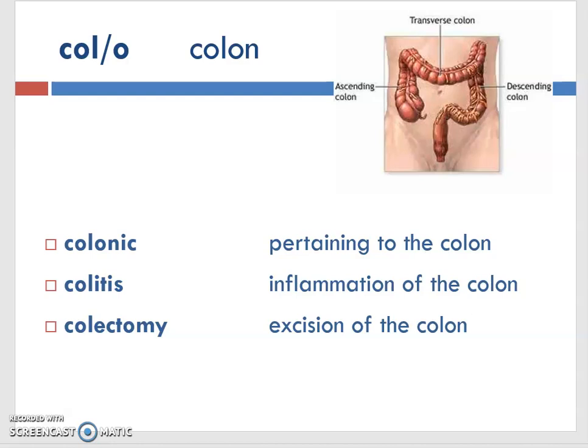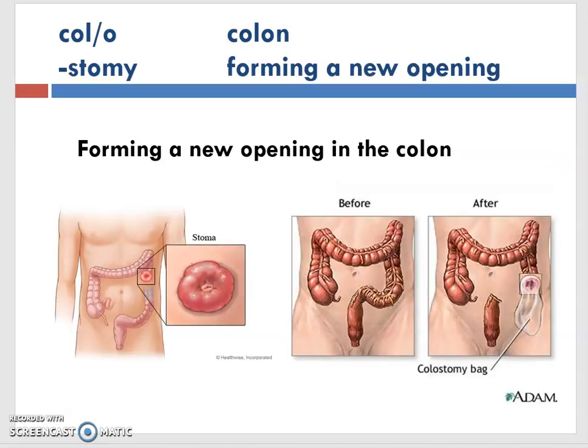And if any occurs, of course, you'll be symptomatic and hopefully report that to your doctor, or you'll recognize those symptoms in your patient and understand that colitis is something they may be suffering from. Another use for the combining form colo for colon is colostomy. We attach it to stomy, which means forming a new opening. So a colostomy is literally forming a new opening in the colon.